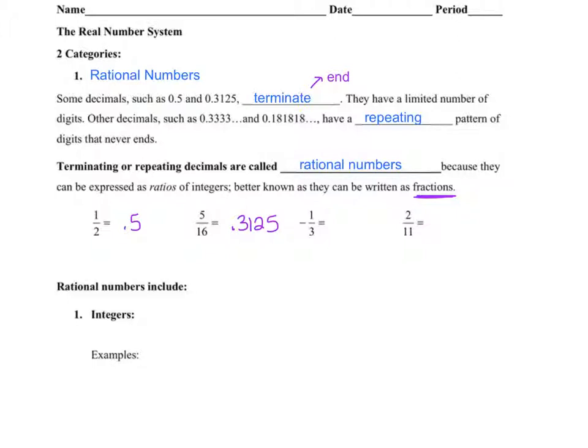Our next one is -1/3. We have 1 divided by 3, and that equals -0.33333333. The 3 keeps going, so we put a repeating bar on top, and because it repeats, it is a rational number. Lastly, 2/11. If we do 2 divided by 11, we get 0.18181818 and it keeps going. So it is 0.18 repeating, and therefore it is rational. These are rational numbers.